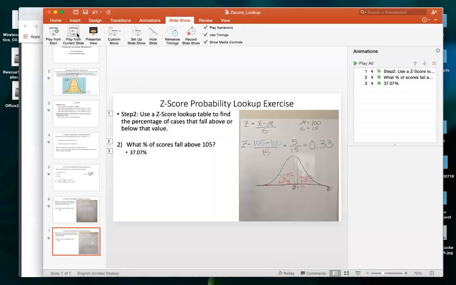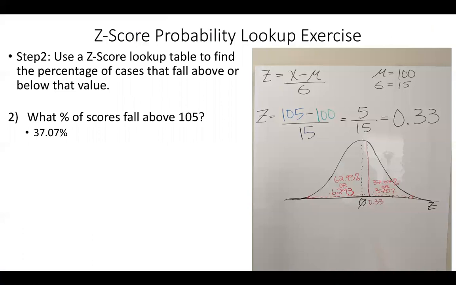Going back to my PowerPoint. Here we can see on my standard normal distribution curve, I have plotted this Z-score of 0.33. I have identified that the area under the curve to the left of this value is 0.6293 or 62.93%. And then to figure out the area to the right of the Z-score, that percentage of cases or scores that fall above 105, all I simply do is I take my 0.6293, subtract that from 1. So 1 minus 0.6293 is 0.3707.